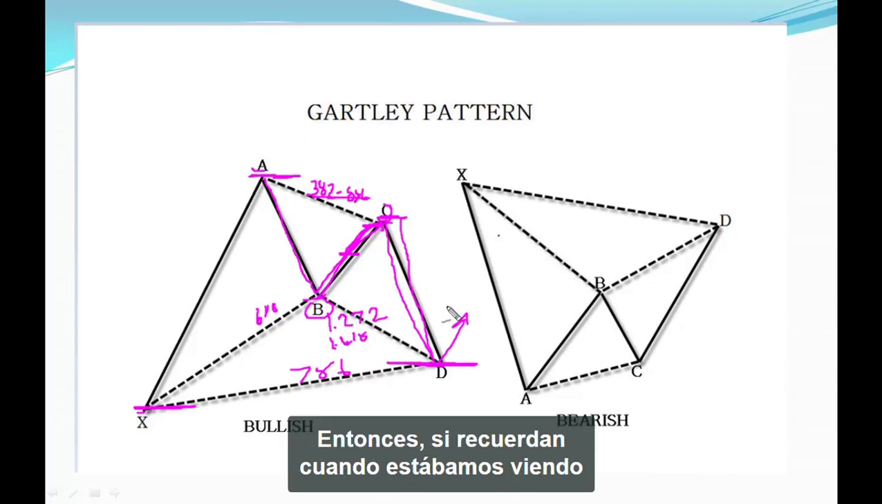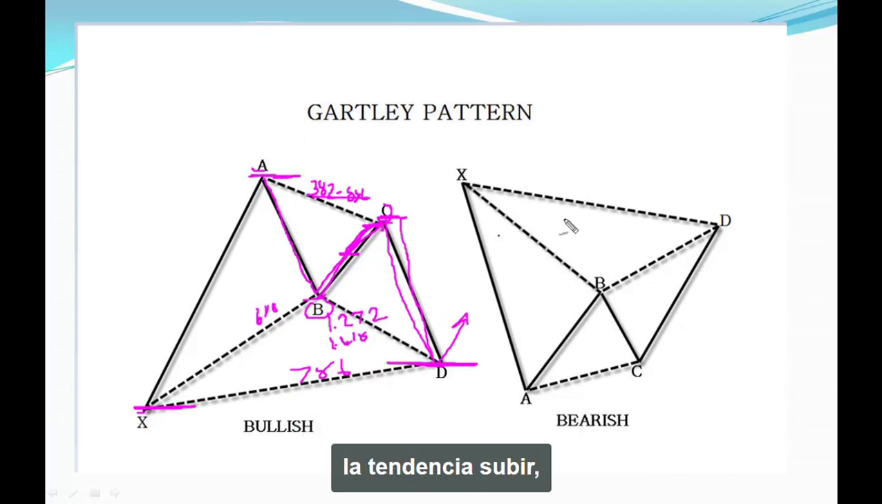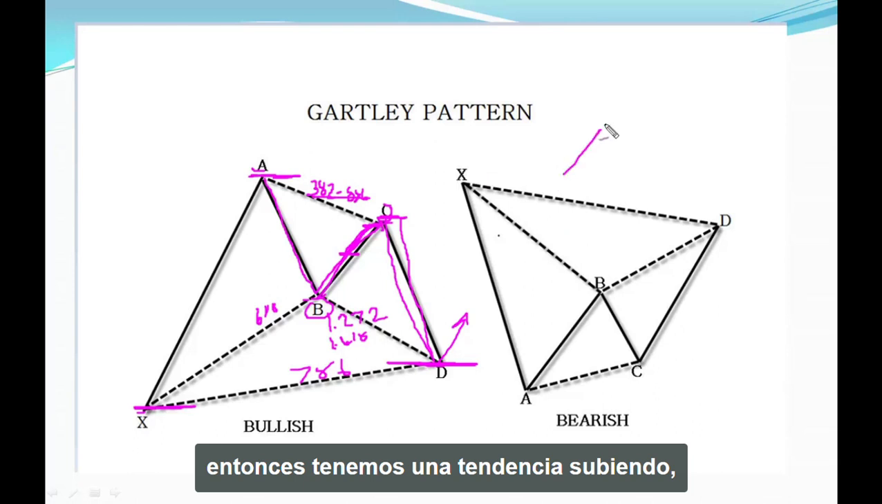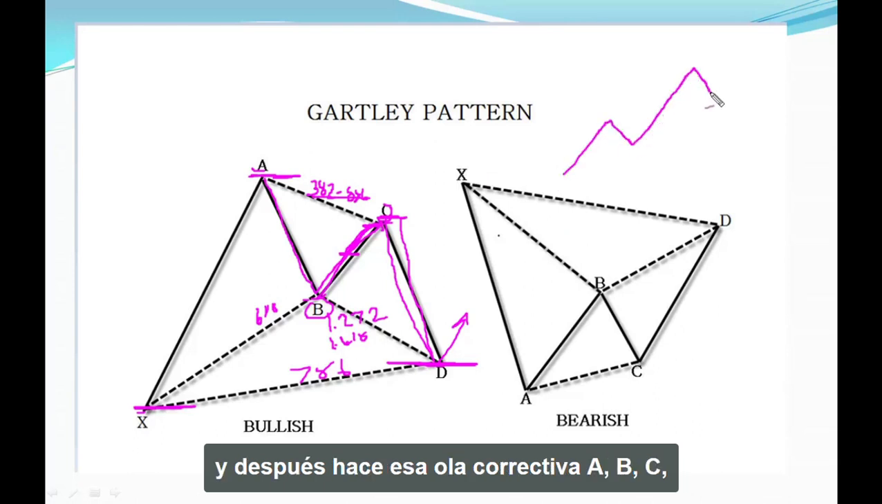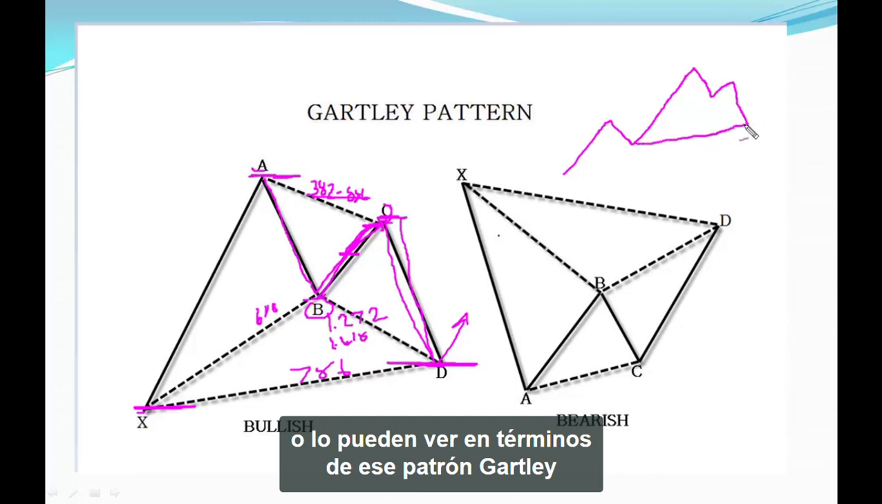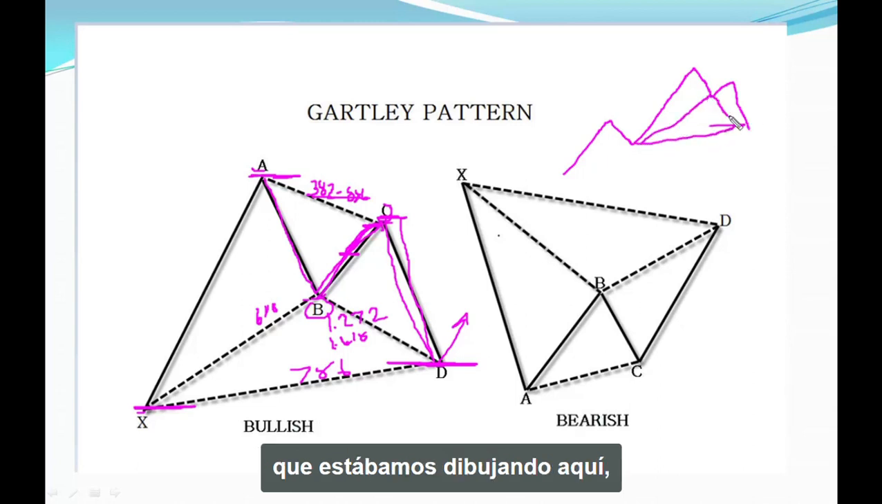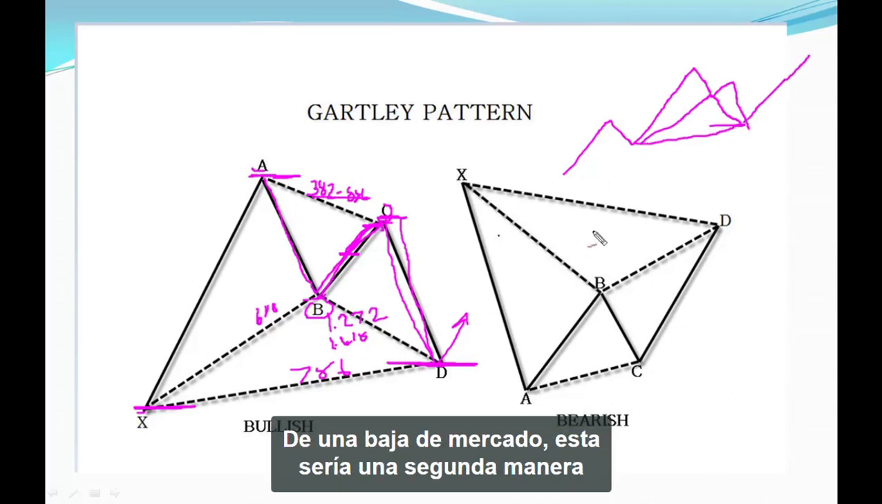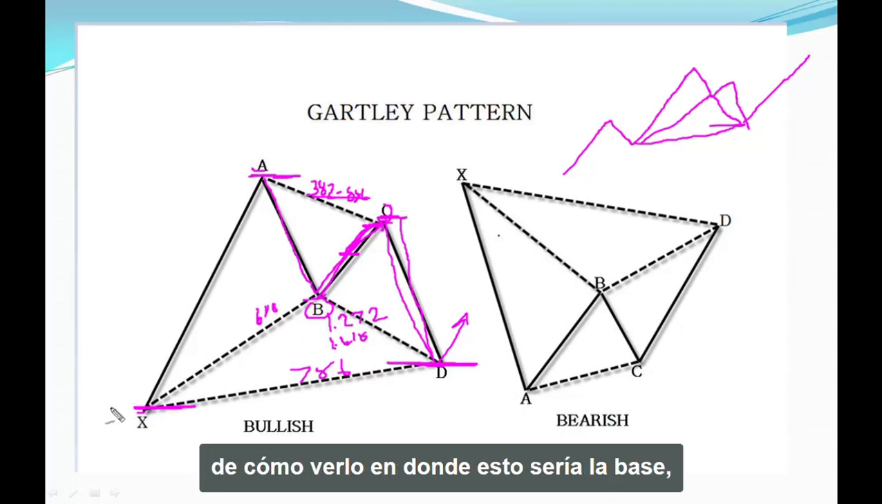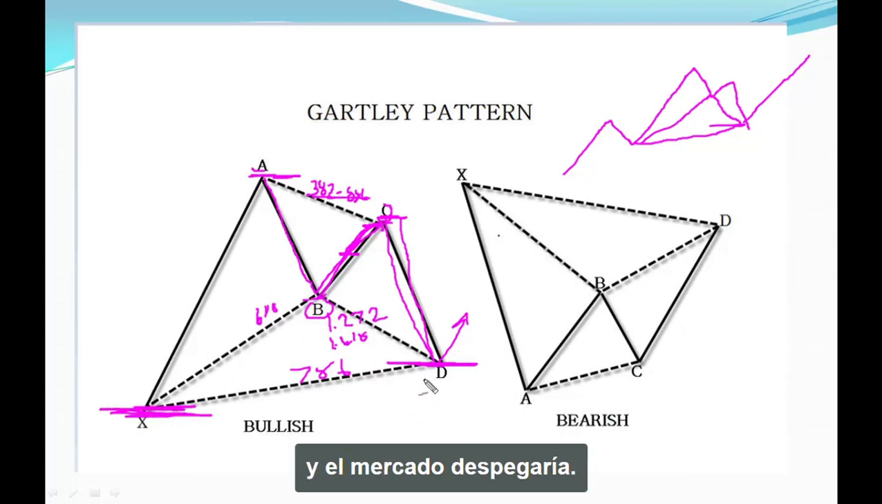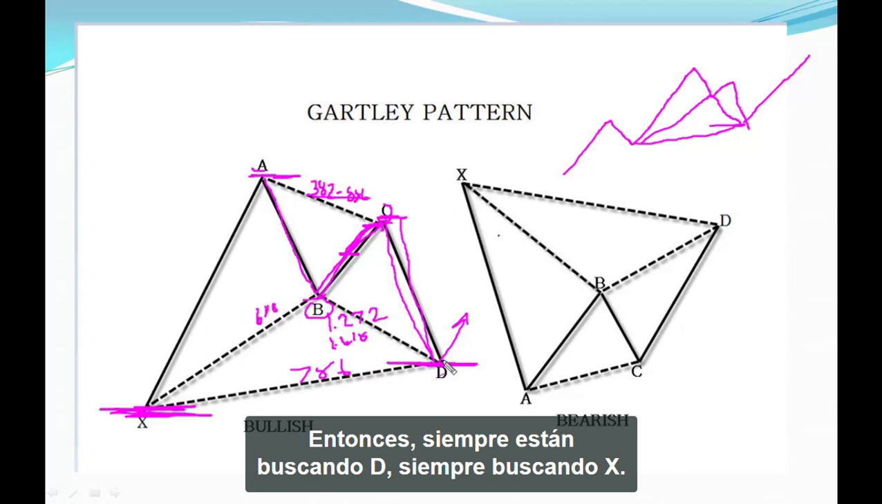So if you recall, when we were looking at the trend going up, it makes that A, B, C corrective wave. Well, you could look at it in terms of that Gartley pattern that we're drawing out right here before it continues, you see? That's one way to look at it. Off a market low, this would be a second way to look at it, where this would be the base and the market would take off. So you're always looking for D, always looking for X.